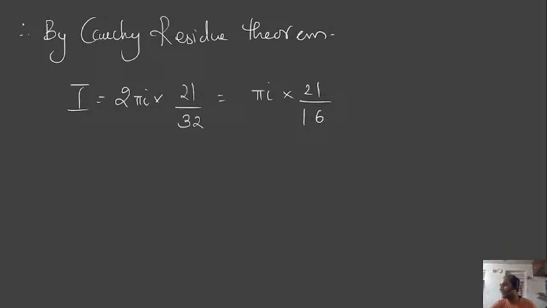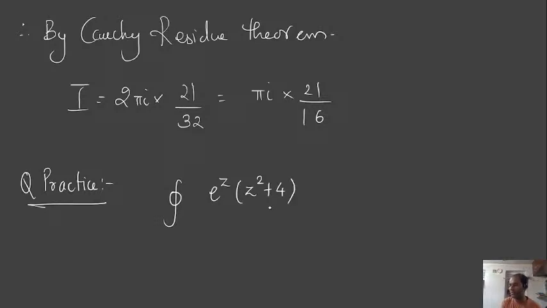Questions are all out there. You have to solve them carefully. That's it. Okay. So there are several questions. So let me give you this kind of one for your practice. You can practice this. This is a very non-trivial question. So e raised to z into z square plus 4 over z minus I the whole cube, dz, where mod z is equal to 2.